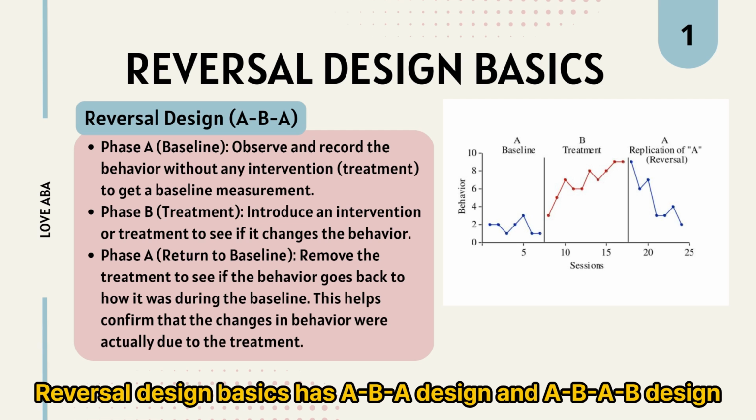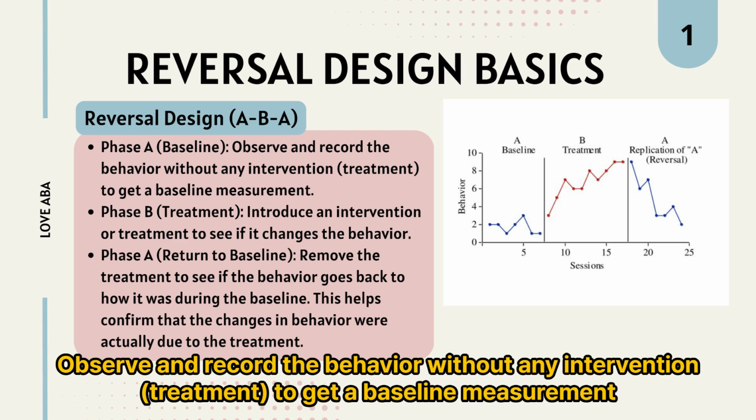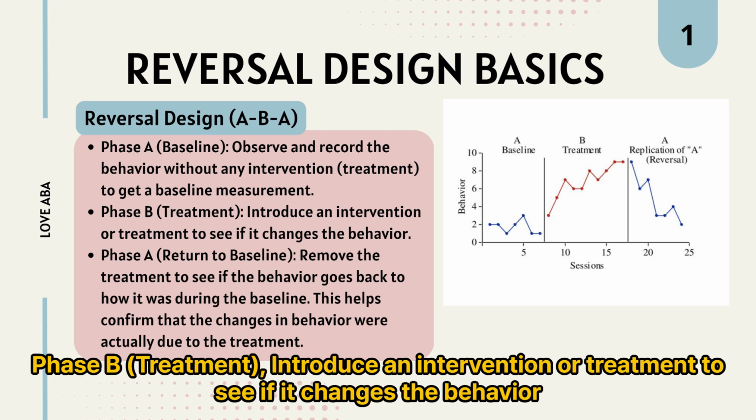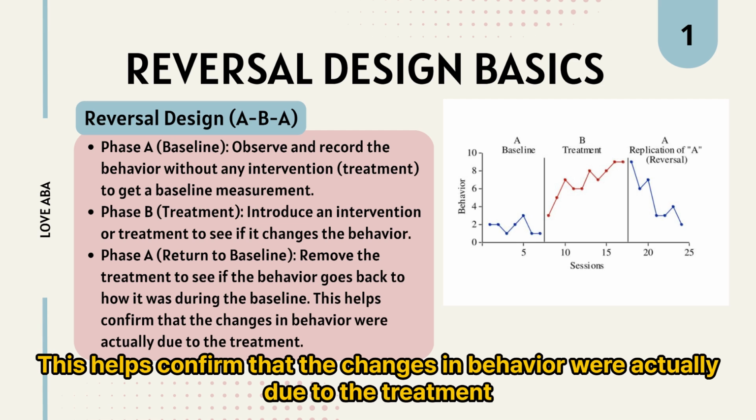Reversal Design Basics has an ABA design and an ABAB design. An ABA design has phase A, baseline. Observe and record the behavior without any intervention or treatment to get a baseline measurement. Phase B, treatment. Introduce an intervention or treatment to see if it changes the behavior. Phase A, return to baseline. Remove the treatment to see if the behavior goes back to how it was during the baseline. This helps confirm that the changes in behavior were actually due to the treatment.